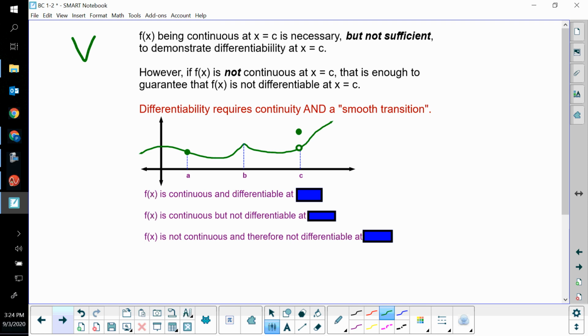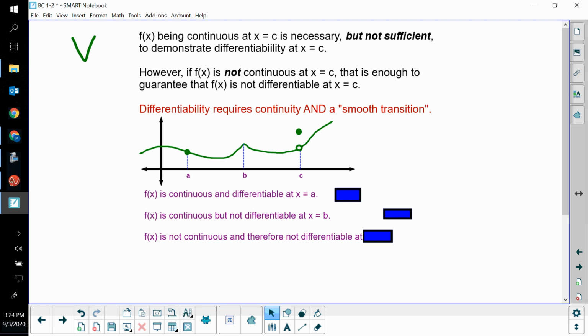So on this graph, we need a spot that is continuous and differentiable. And that's true when x is equal to a. At x equals a, it is continuous. You don't have to pick up your pen, and there's no corner point or kink or cusp. Continuous, not differentiable, would be at x equals b, because we've got a cusp or a corner point there. And at c, it's not differentiable because it's not continuous.